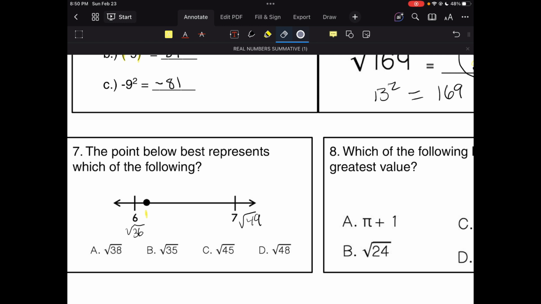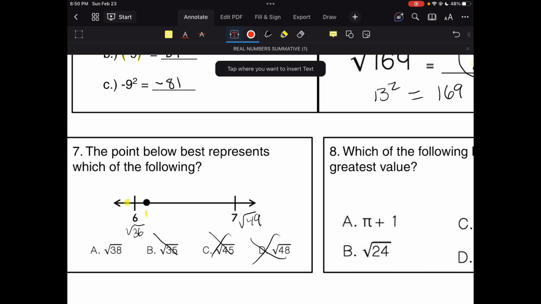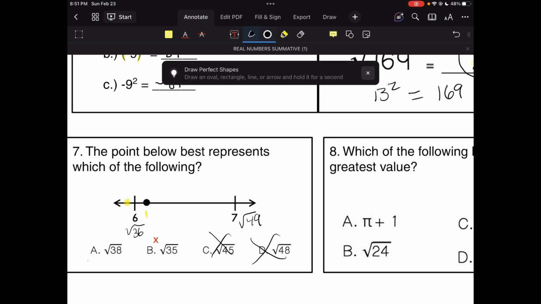So we can cross off pretty easily D and C because they are so far from 49. I had a lot of people picking B because it's really close to 6, but it's actually just under 6. It would be over here in the yellow. So B is not the correct answer. The only answer that is slightly above 6 would be that 38.